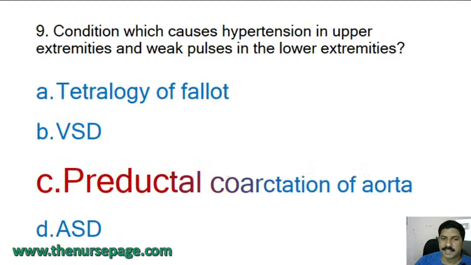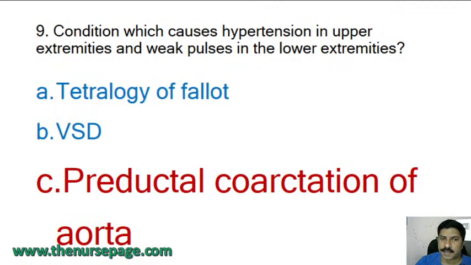Okay, correct answer is preductal coarctation of aorta. The preductal coarctation of aorta causes hypertension in upper extremities, that is in hands, and at the same time weak pulses in lower extremities. So preductal coarctation of aorta will cause hypertension in upper extremities and weak pulses in lower extremities.